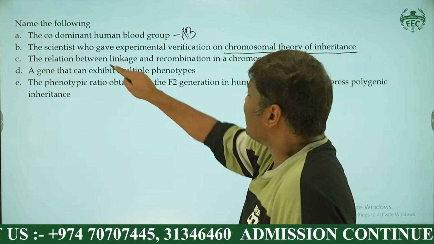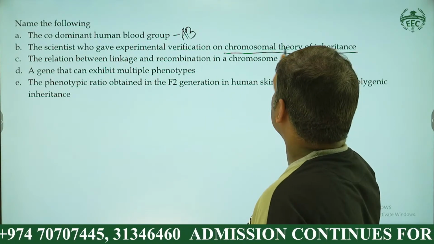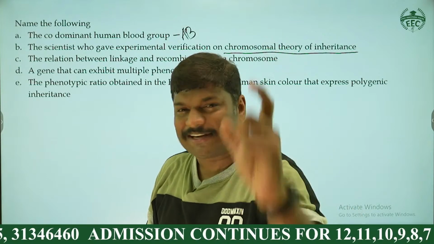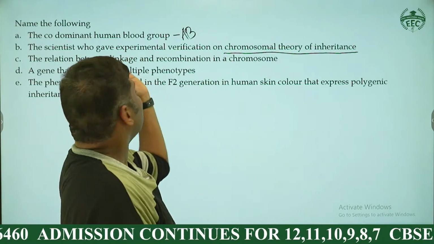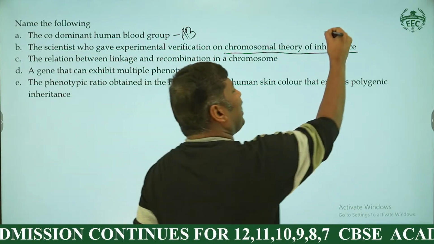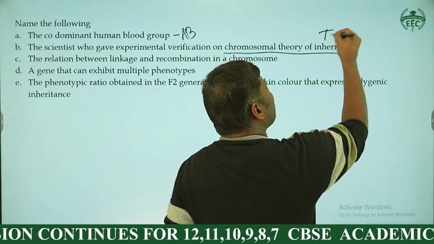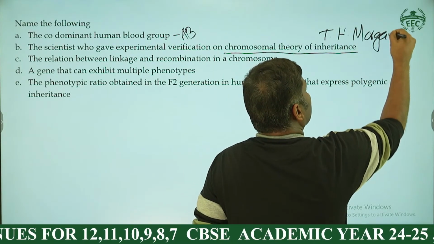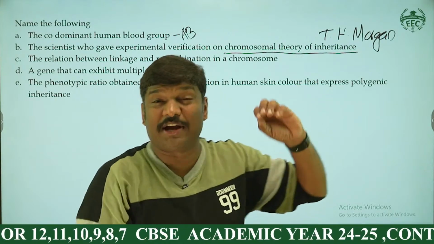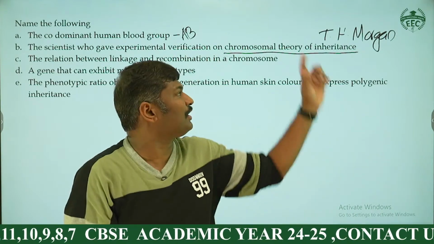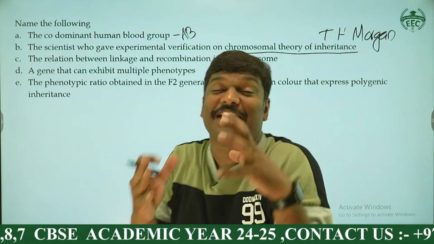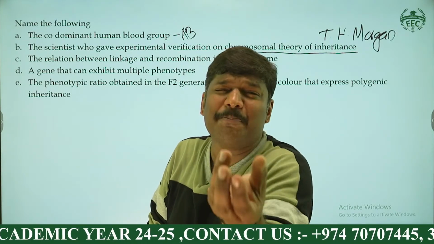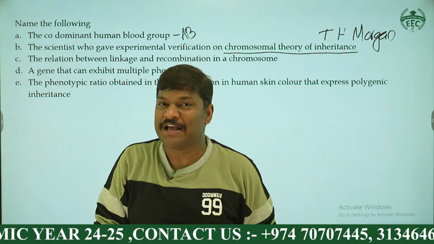And here the question is, the scientist who gave experimental verification of the chromosomal theory. The chromosomal theory of inheritance was given by Sutton and Boveri, but the concept was experimentally proved by Thomas Hunt Morgan. No need to write the full name, at least you have to write T.H. Morgan. T.H. Morgan conducted a lot of experiments in one very simple insect, the fruit fly.